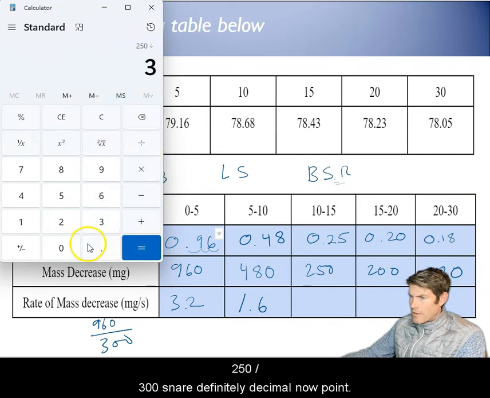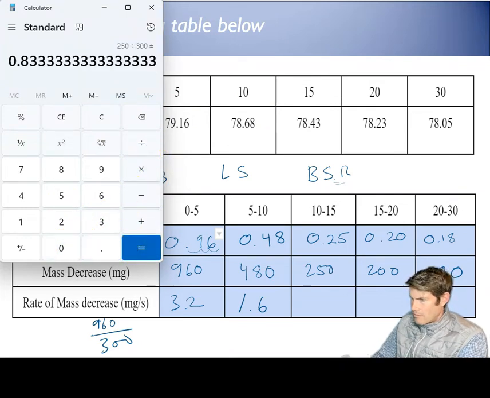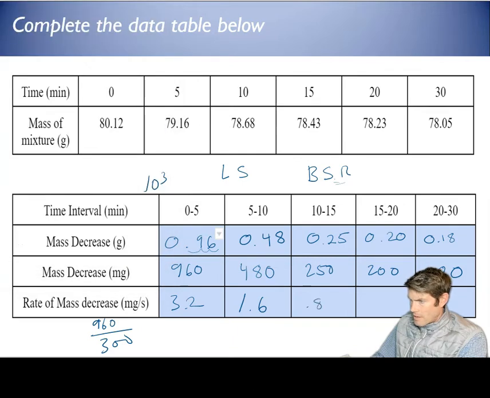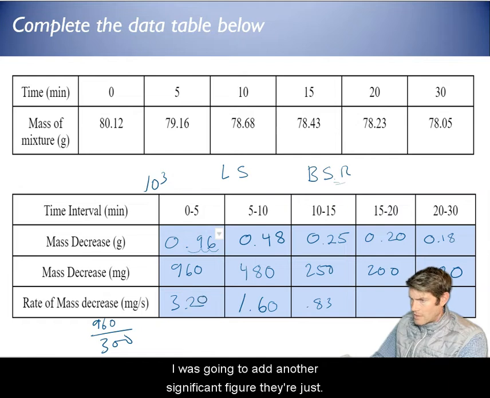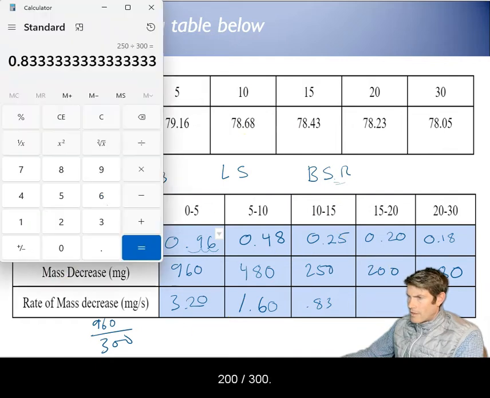250 divided by 300. So now we're definitely going to have a decimal. 0.83. I'm just going to add another significant figure there, so we have down to the hundredths. Now 200 divided by 300.